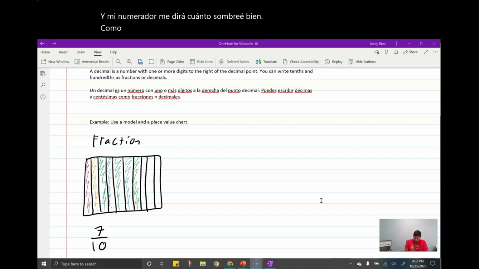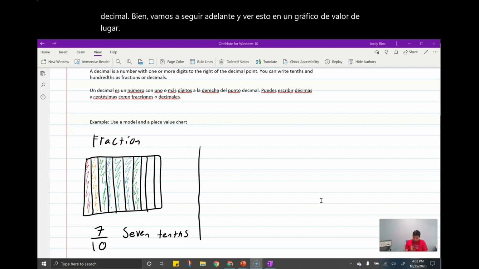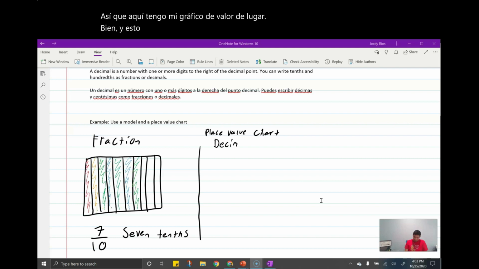So I would write 7 tenths. It's very important that you know how to say the fractions, because just by you saying the fractions, you're going to be able to know how to write them in decimal form, okay? So let's go ahead and look at this in a place value chart, okay? So here I have my place value chart. Okay, and this is going to be the decimal form. And I'm going to be writing down this fraction, okay?